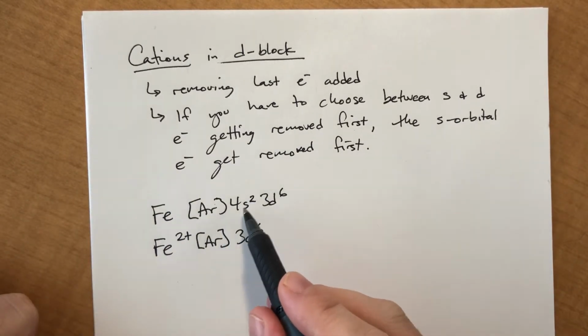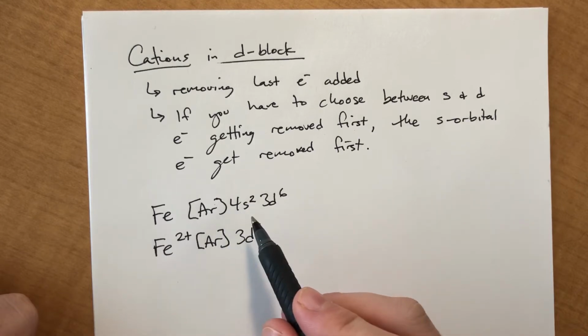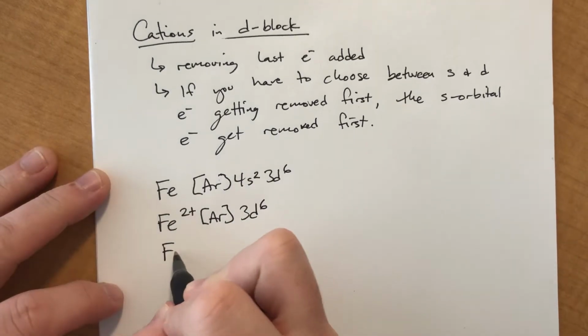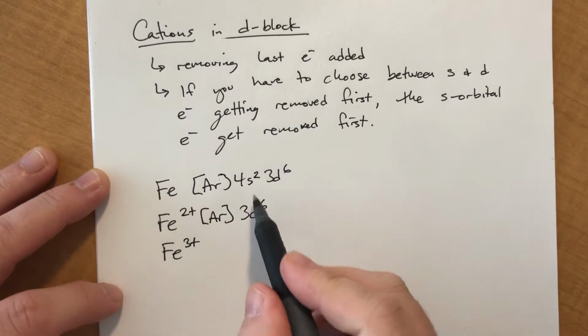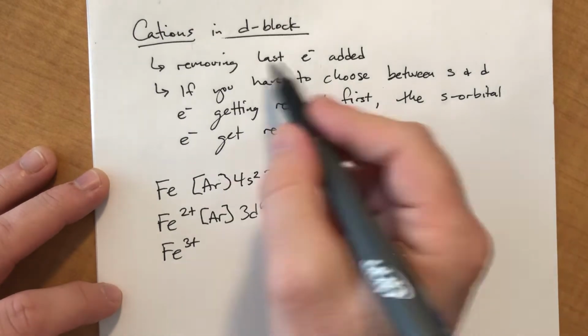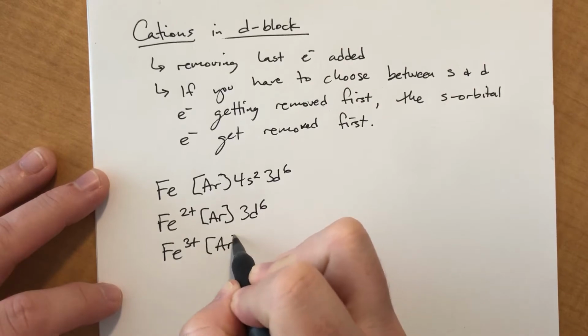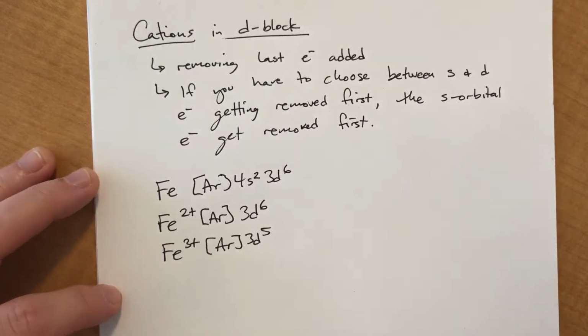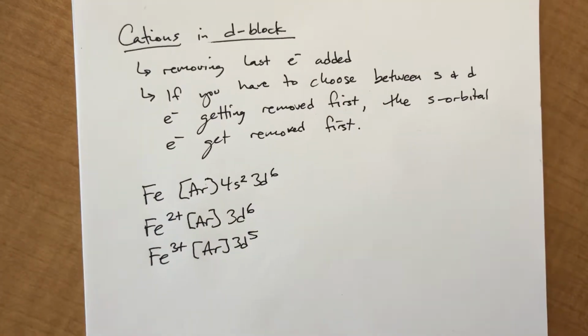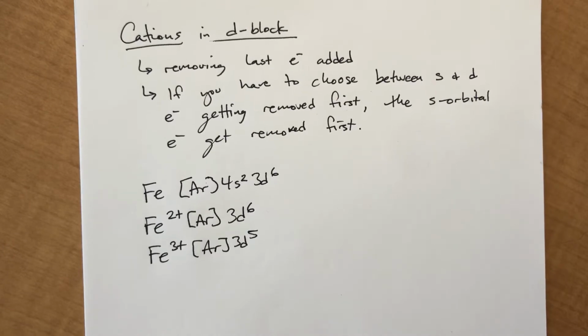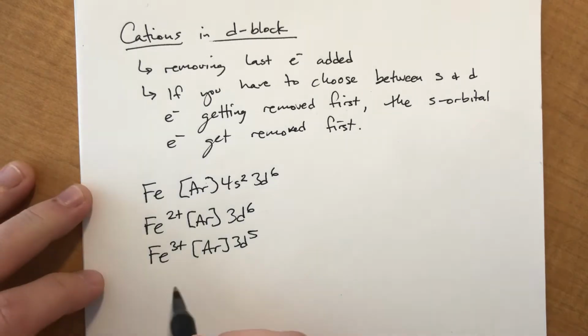These are the two that get removed first. If you have Fe3 plus, we've already removed the S electrons, now we just remove the last ones. We don't have that choice anymore, so there's no concern. So now it's argon 3d5. Right? A little weird. The D block messes things up, it's just how it works.